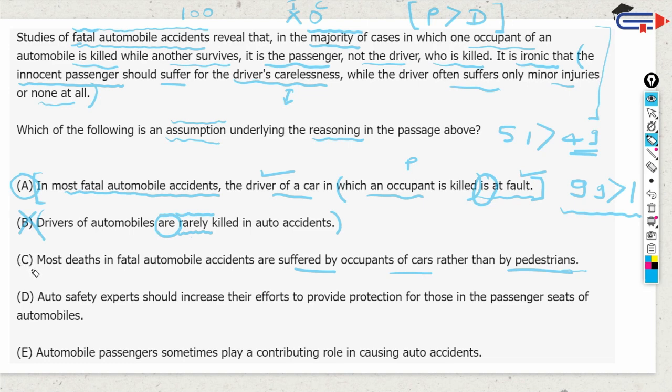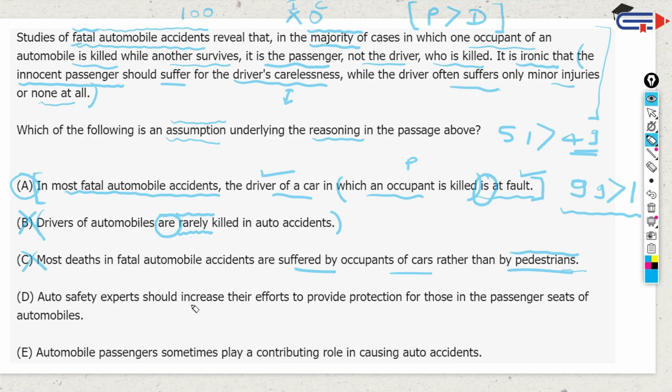The assumption has to be an implicit assumption, in the sense that it has to be something that is necessary for the argument to hold. Pedestrian comparison is not necessary for the argument to hold, so this doesn't go. Let's rule it out. Let's look at D.